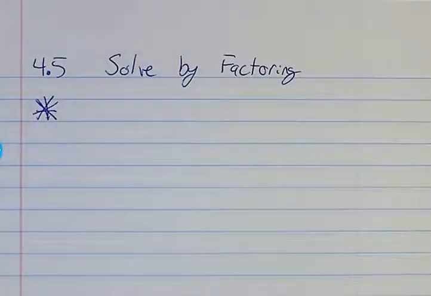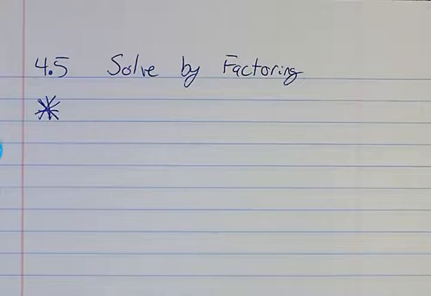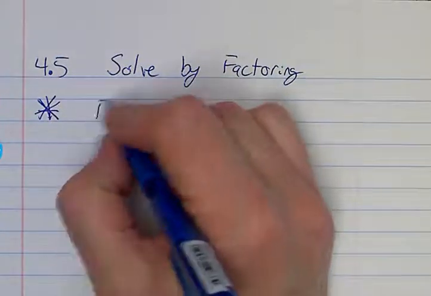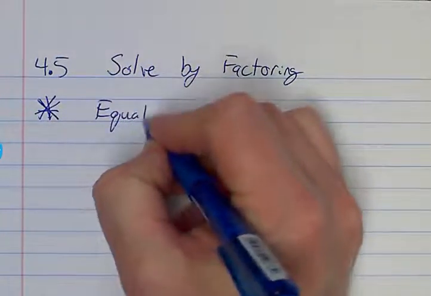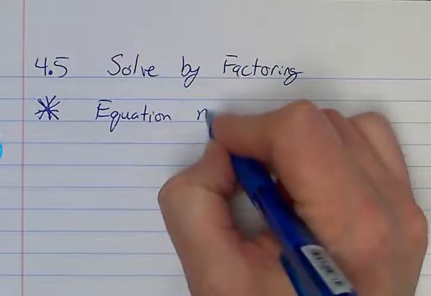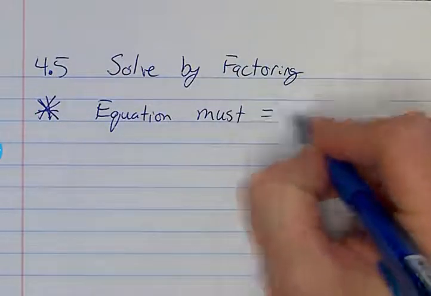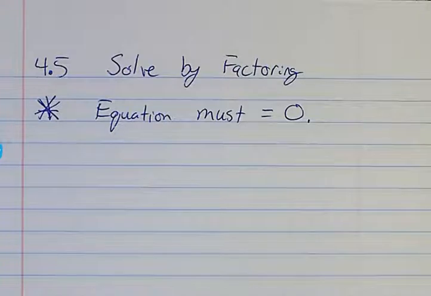Alright, the one big thing, if I ask you to solve by factoring, here's the most important part on this one is, your equation has to equal 0. Now, there's some other things other solving we'll look at later on where you don't necessarily have to do it this way. But if I ask you to solve by factoring, you have to take the equation set equal to 0.